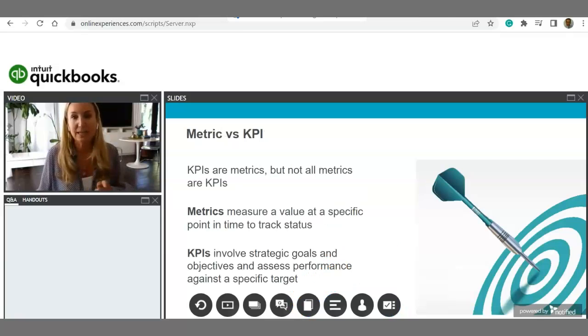So yes, a KPI is a metric because it measures a value at a specific point in time to see how you're doing, but it's more than a metric because it involves strategic goals and objectives so that you can assess their performance against a specific target. So it's more than just how am I doing? It's more like, am I on target for how I'm supposed to be doing, for how I wanted to be doing?